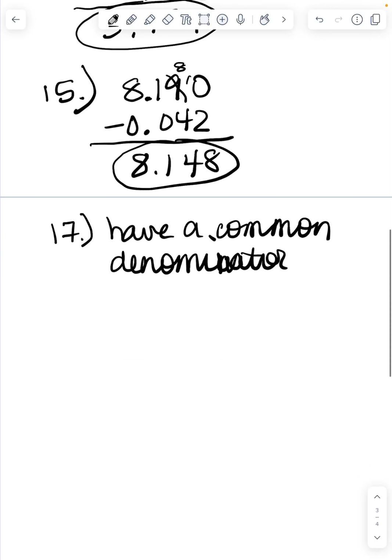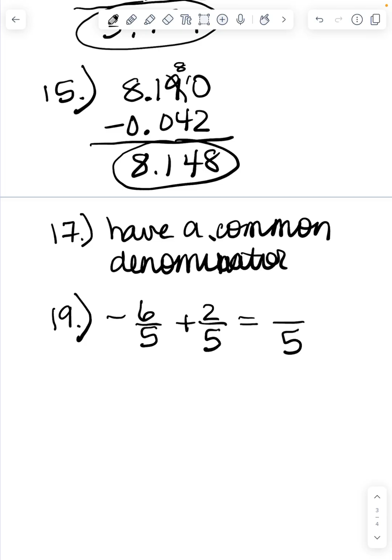Okay. Number 19. -6/5 plus 2/5. So you already have your common denominator of 5. That's going to stay. And in the numerators, we have a -6 plus 2. Signs are different, so we find the difference. 6 minus 2 is 4. And then keep the sign of the bigger integer.